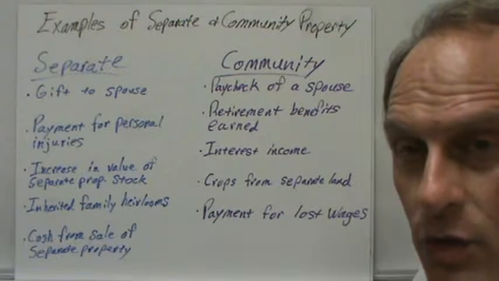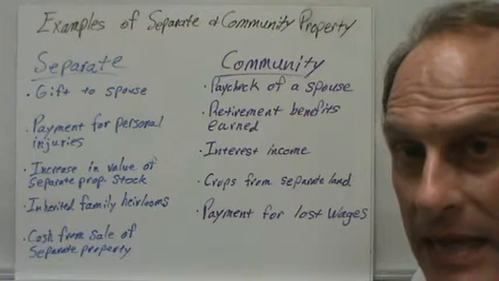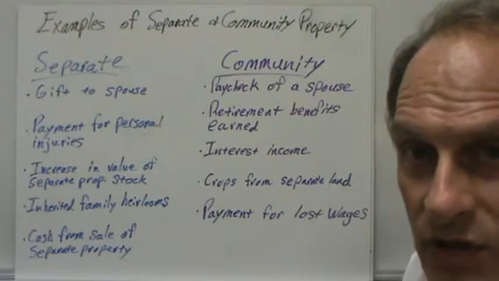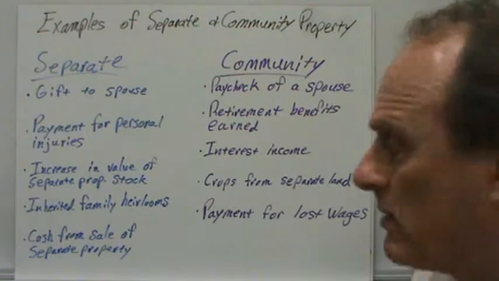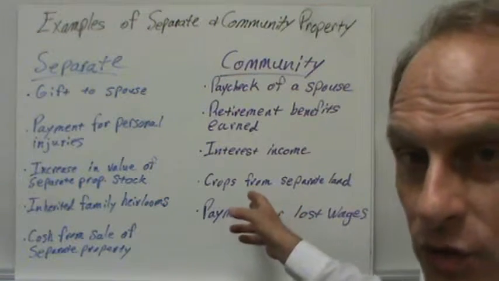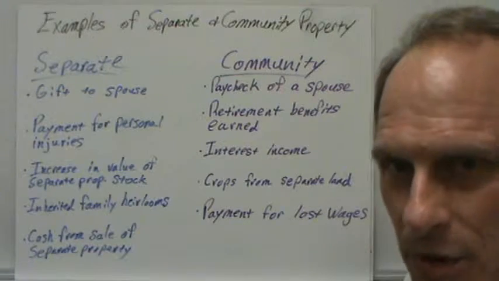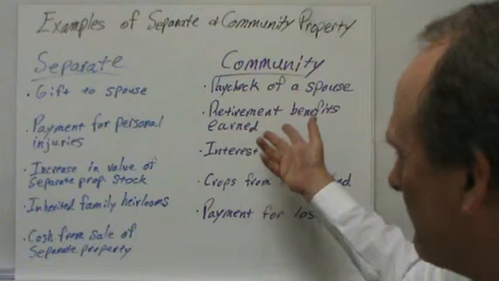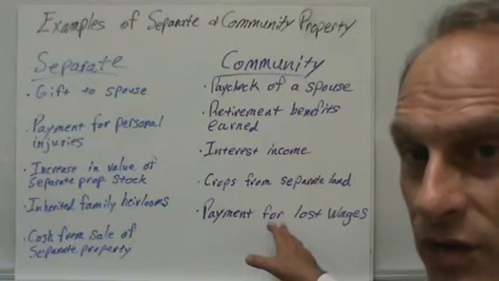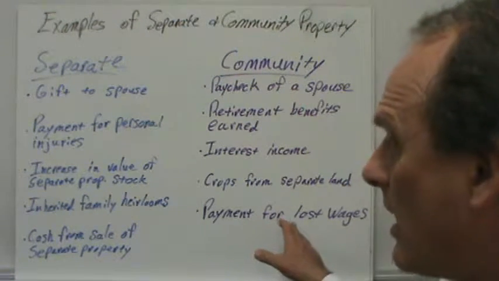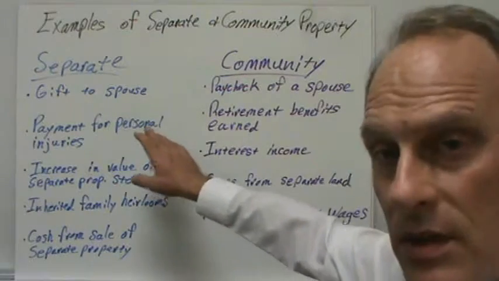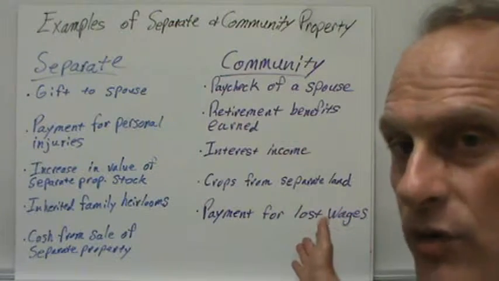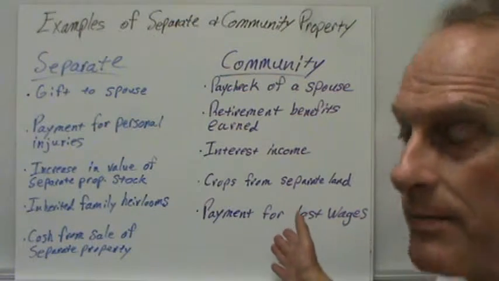If a spouse owns a farm and then the crops are harvested and then sold, well, the value of those crops are going to be community property, because that's almost kind of like the income off the CD. Payment for lost wages, I mentioned before, in a personal injury claim, the maiming, the disability and all, that might be separate, but the lost wages portion is going to be community.